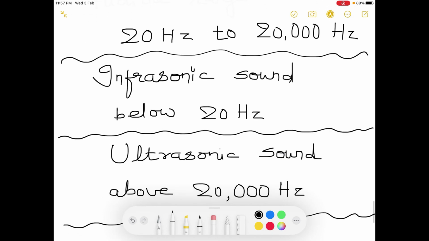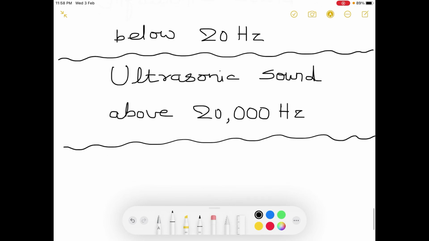The sound waves which have frequency below 20 Hz is known as infrasonic sound, which we cannot hear. The sound waves having frequency above 20,000 Hz or more than 20,000 Hz is named as ultrasonic sound. This is also not audible to the human beings.